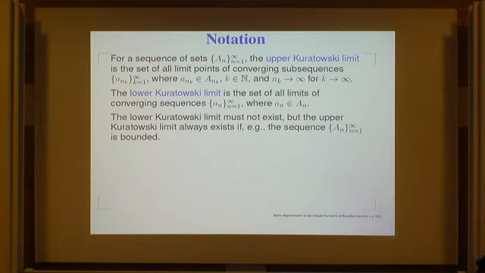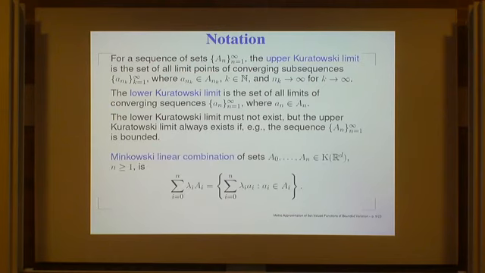I didn't put it on the slide, but if the lower and the upper limit both exist and coincide, then the sequence is convergent. So this is Kuratowski convergence. In a compact metric space, the Kuratowski convergence coincides with Hausdorff convergence. So this is basically one way to work with Hausdorff convergence, considering the Kuratowski upper and lower limit.